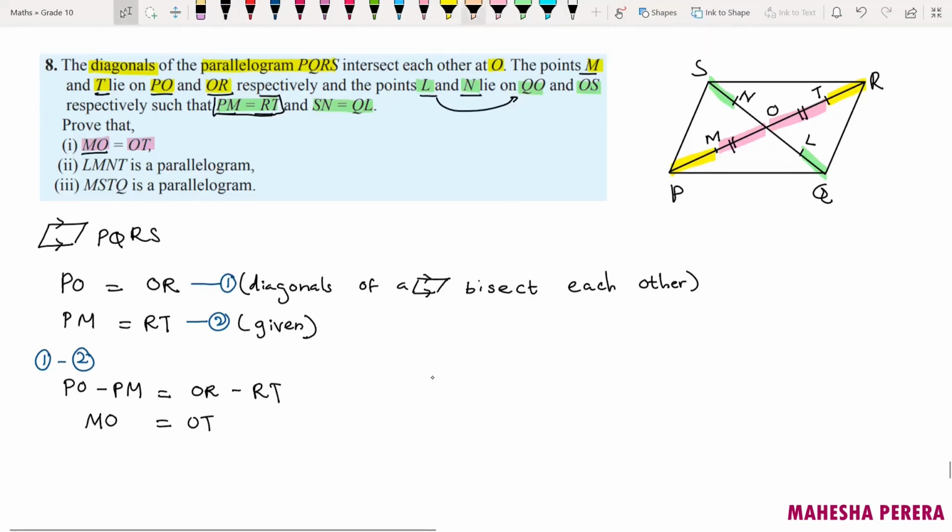Right, let's do the next one. LMNT is a parallelogram. We need to prove that LMNT is a parallelogram. Let's see where this LMNT is. Right. Now, L is here.